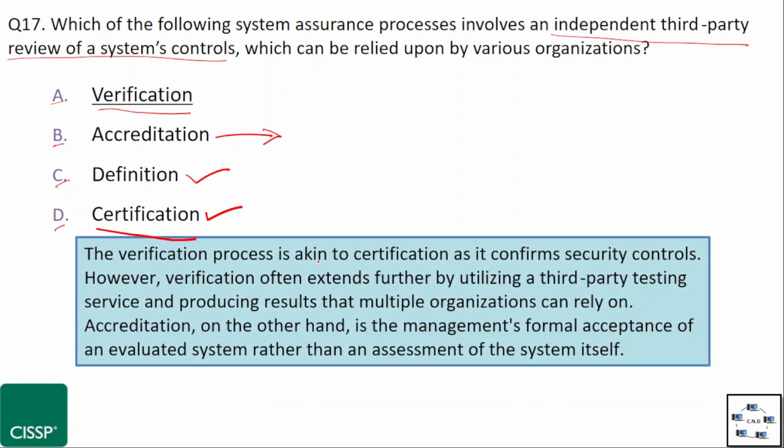The verification process is akin to certification as it confirms security controls. However, verification often extends further by utilizing a third-party testing service and producing results that multiple organizations can rely on. Accreditation, on the other hand, is the management's formal acceptance of an evaluated system rather than an assessment of the system itself.